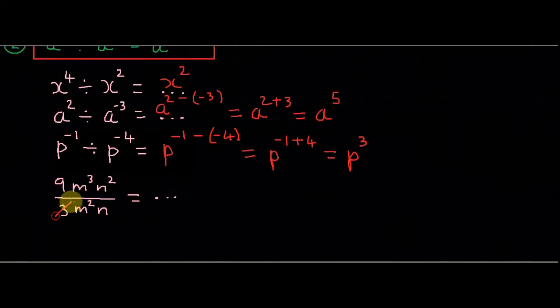Here the 3 can go into the 9 thrice. And then we have m to the power of 3 minus 2, which is 1, so just m. And the same for the n. 2 minus 1, of course, is 1. So it's just 3 times, or 3mn.